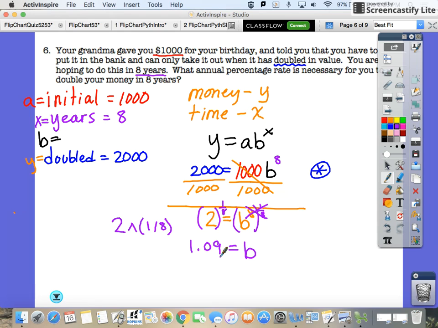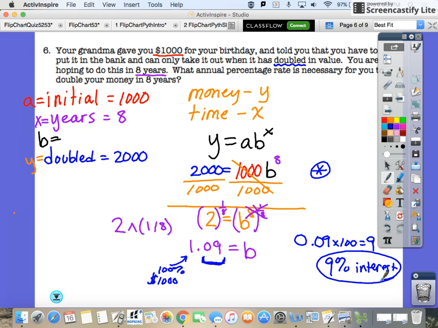Now the question is, what percentage rate do you need in order to be finished doubling your money in 8 years? Well, this represents 100%, the initial $1,000. This is the additional percentage. So if you take 0.09 times 100, it equals 9. So that means 9% interest. I showed some extra steps there just so you understand where it came from, but that extra is where you gain interest.